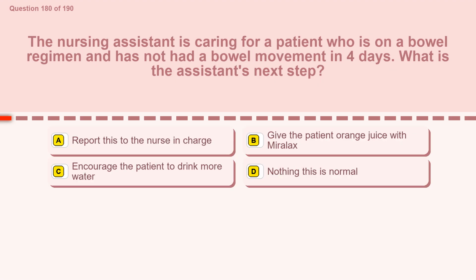Question 180. The nursing assistant is caring for a patient who is on a bowel regimen and has not had a bowel movement in 4 days. What is the assistant's next step? Option A: report this to the nurse in charge. Option B: give the patient orange juice with Miralax. Option C: encourage the patient to drink more water. Option D: nothing, this is normal.